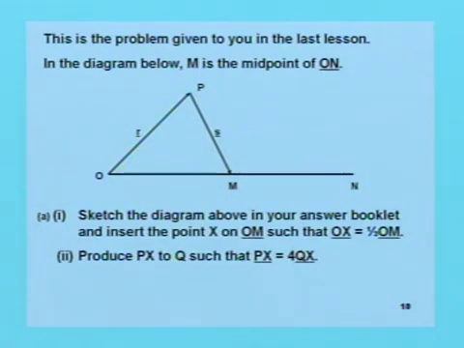Part 2. Produce PX to Q such that vector PX is equal to 4 times vector QX. I think there is an error here. It's supposed to be XQ. As we go, we'll see.